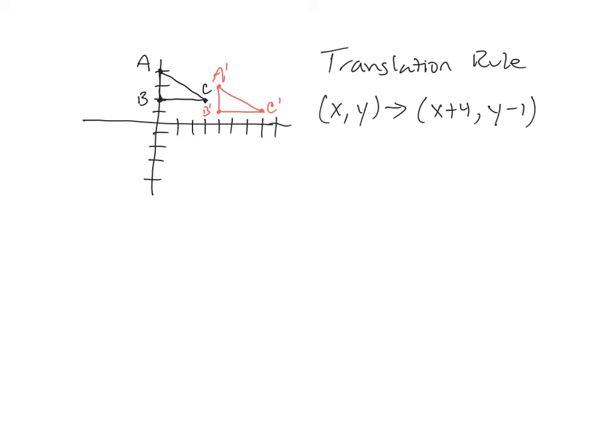Okay, and then I would always, just to double check, go from B to B prime to make sure I do the same thing. So it's 1, 2, 3, 4 to the right, down 1. Okay, I'm good.